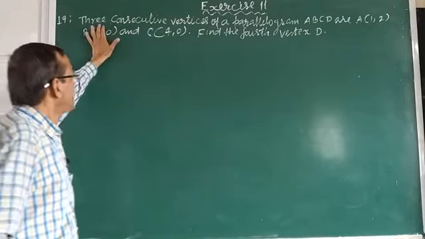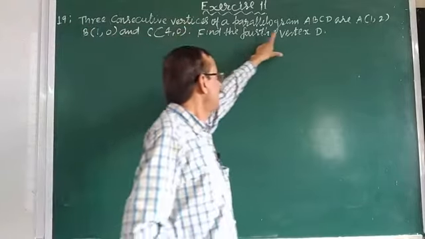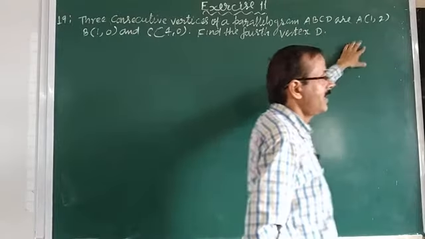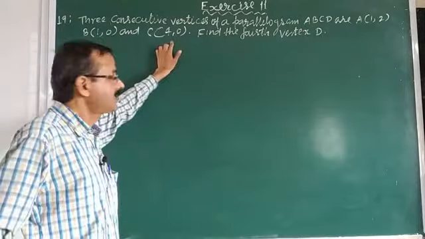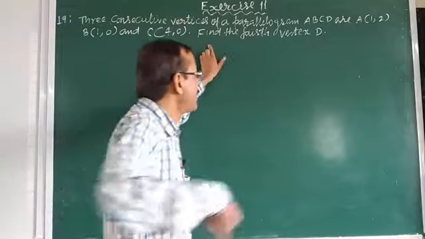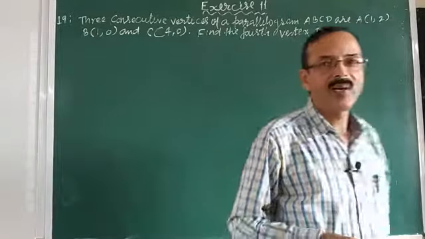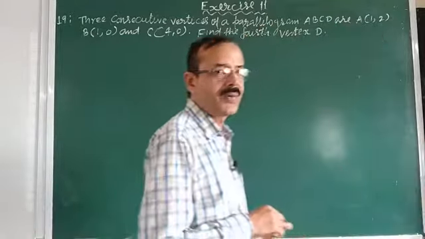Let's see. Three consecutive vertices of a parallelogram ABCD are A, B and C given. But what is not given? D is not given. That we have to find, the D. So let's see how you can do it.